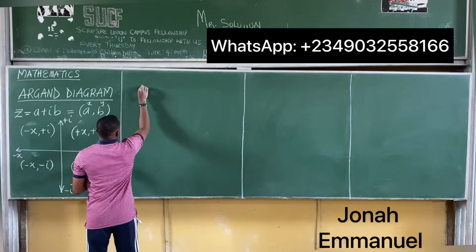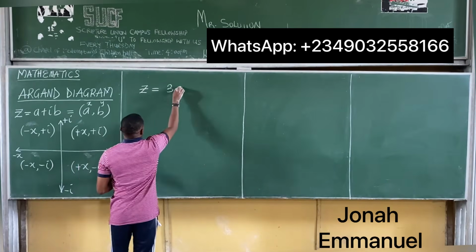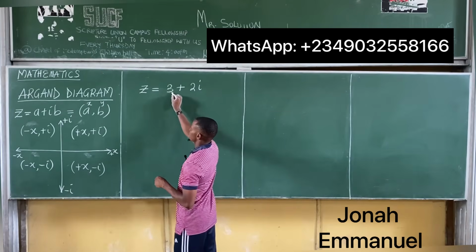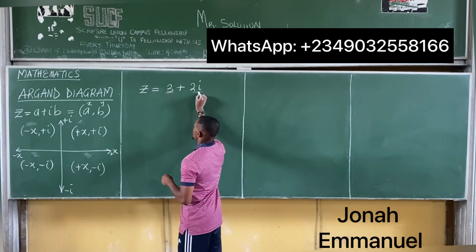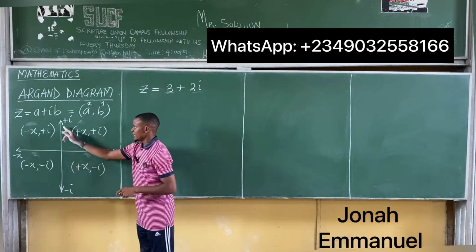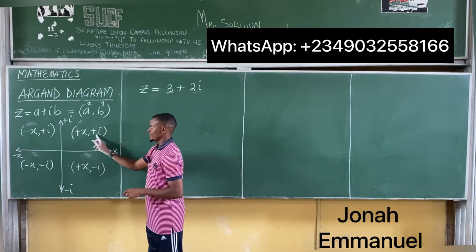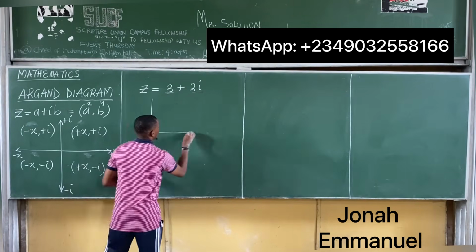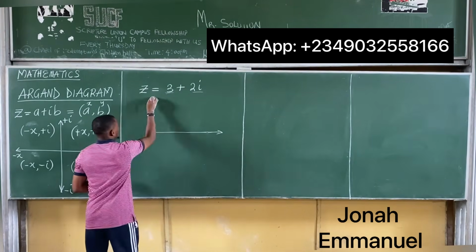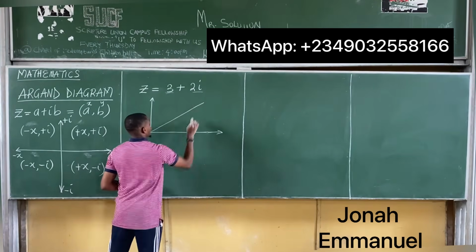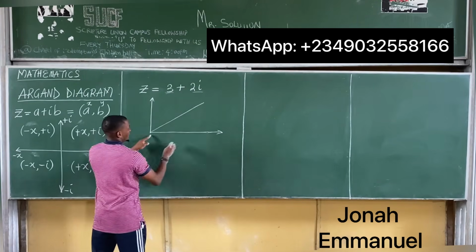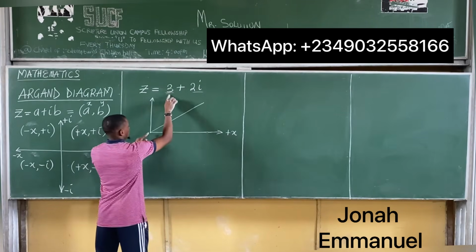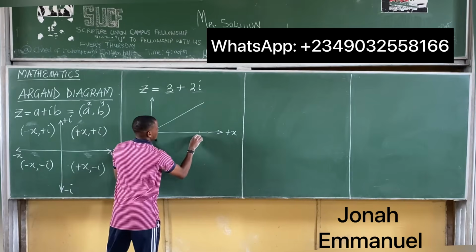Let's say I'm given the complex number z equal to 3 plus, let's say, 2i. If you observe here, the x value is positive and the i value is also positive. Positive, positive, that's this side here, positive x, positive i. So my Argand diagram for this would be something of this nature. For the positive x-axis, we said we have 3. That's the a value, 3. So this is 3.